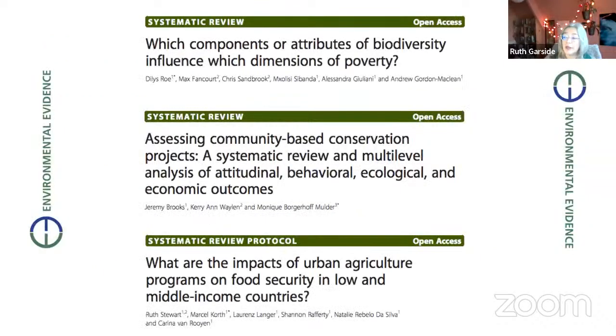So someone was asking about reviews in the environmental field. These are some of the examples of the types of topics that have been considered and published in the Journal of Environmental Evidence. So things like components of biodiversity and the influence on poverty, assessing community-based conservation projects, or trying to understand the impacts of urban agriculture programs on food security in low middle income countries. So a really wide range of topics. I do encourage you to have a look.